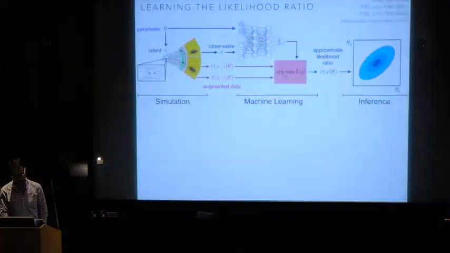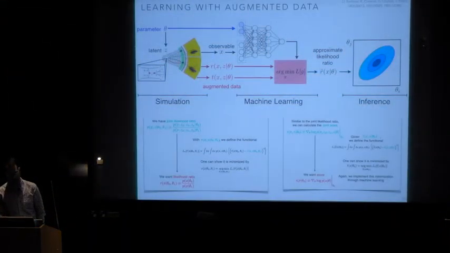Gradient along the way using auxiliary variables. Right. Can you explain that a little bit?